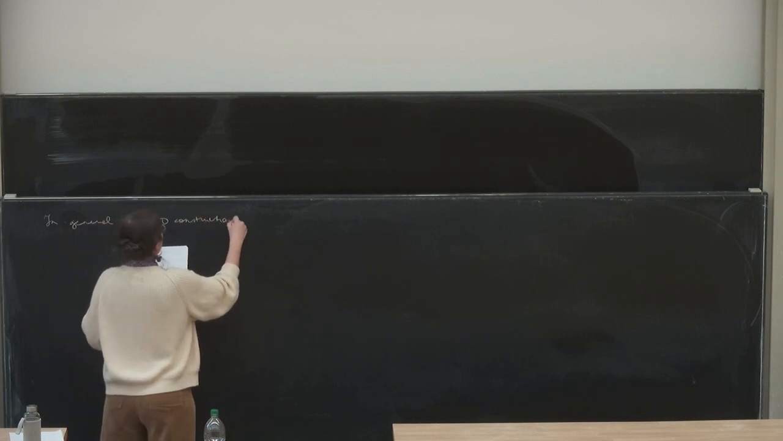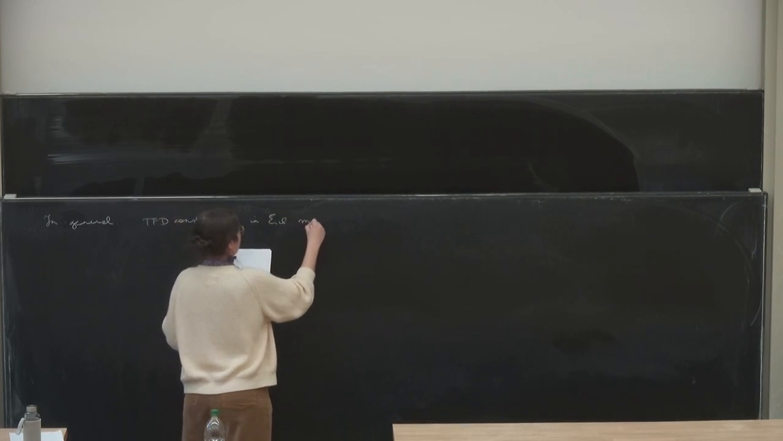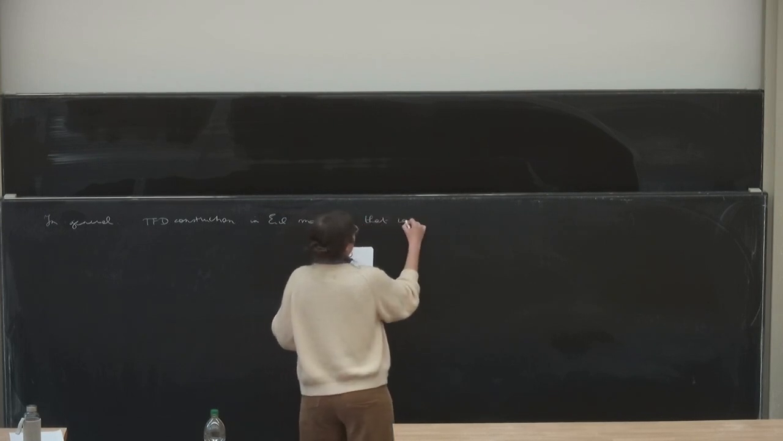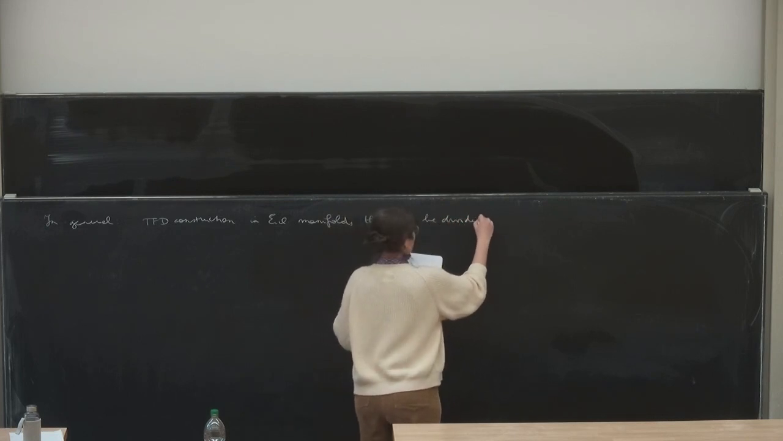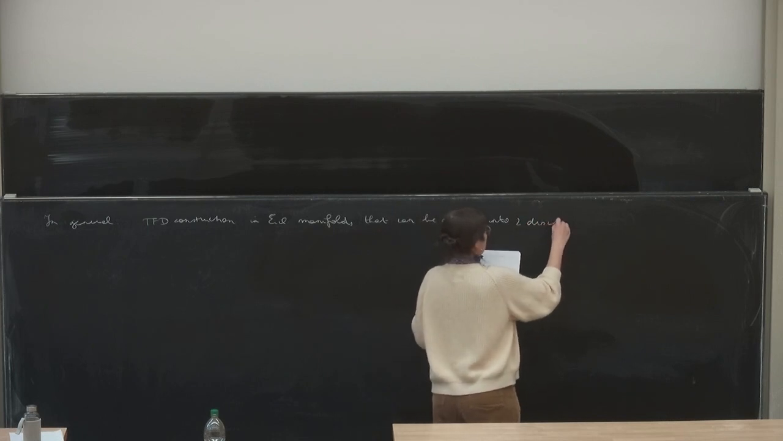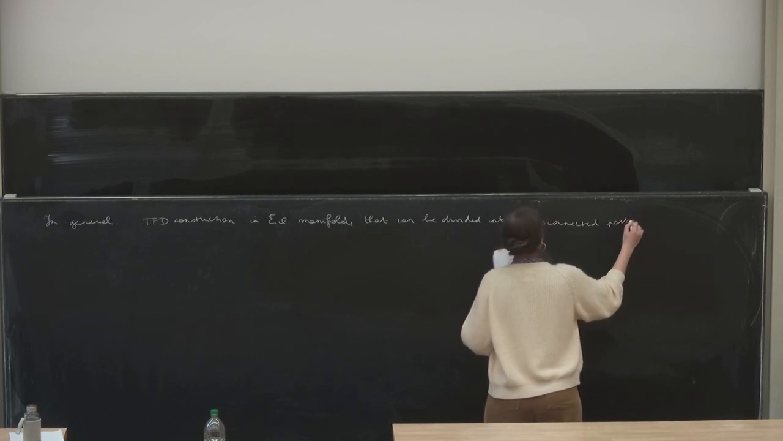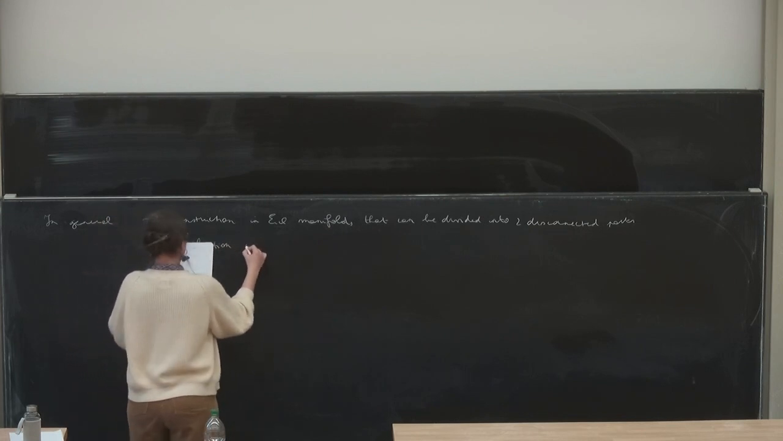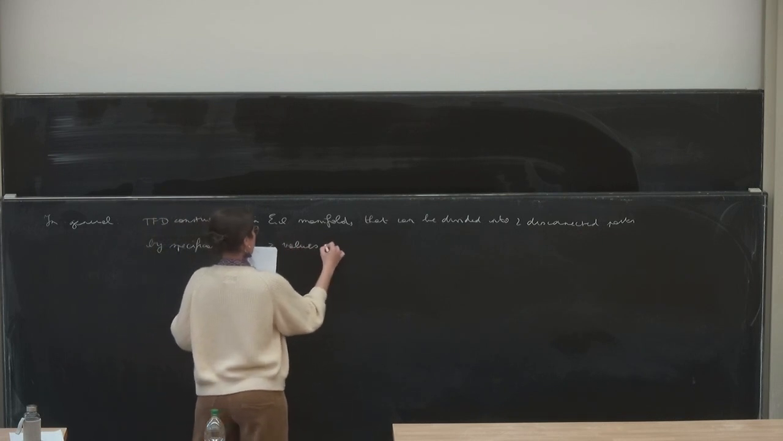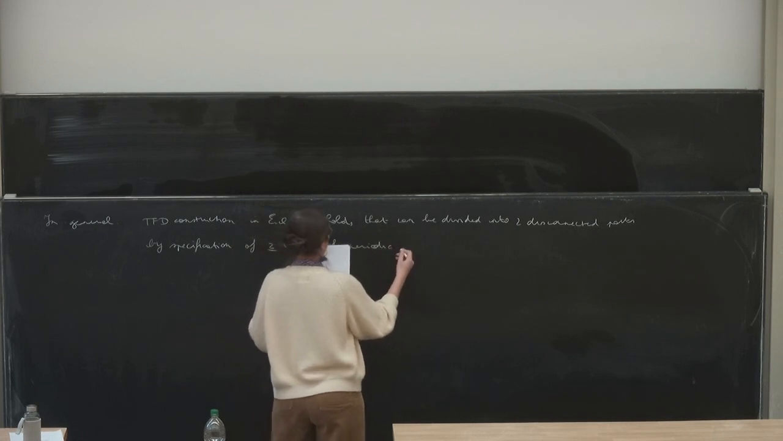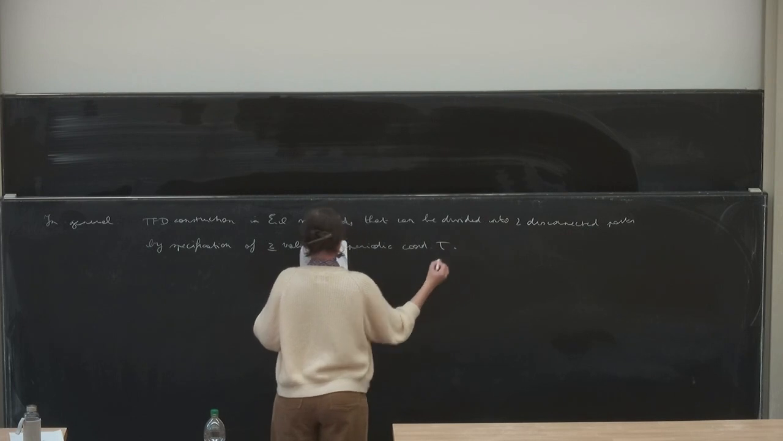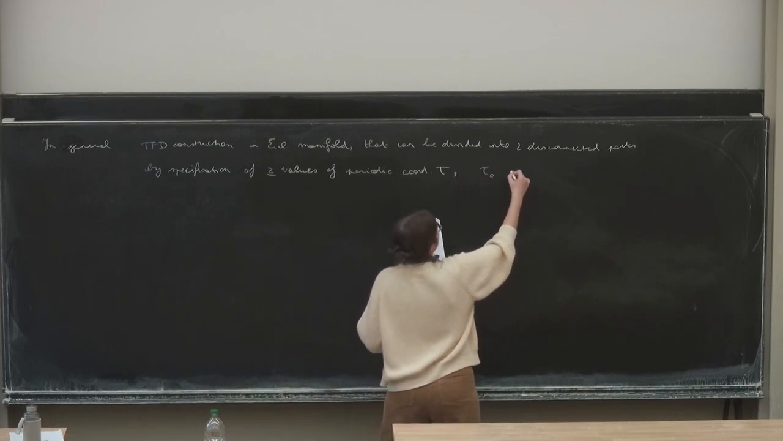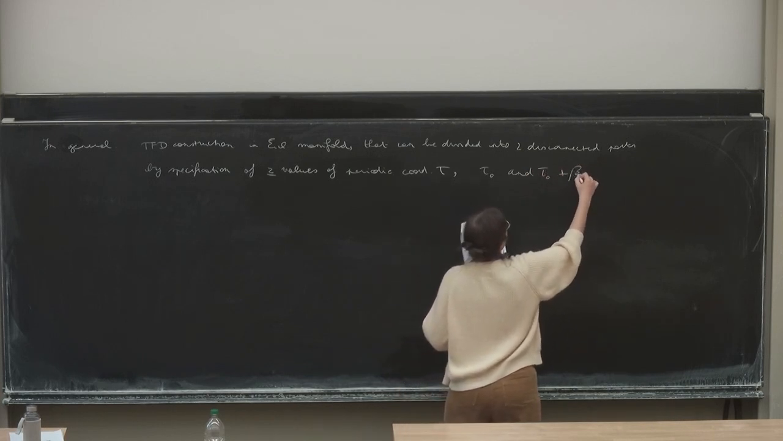So I'll write it down. The TFD construction can be done in Euclidean manifolds that can be divided into two disconnected parts by specification of two values of, in our case, tau, but more generally a periodic coordinate tau. These are the two values that I called tau_0 and tau_0 plus beta over 2.